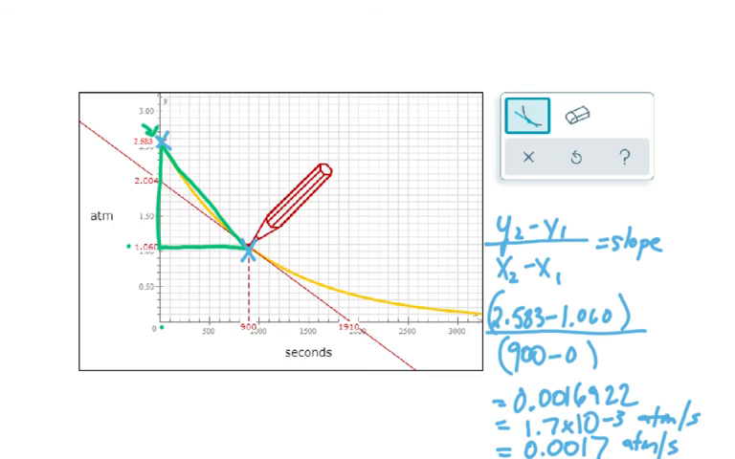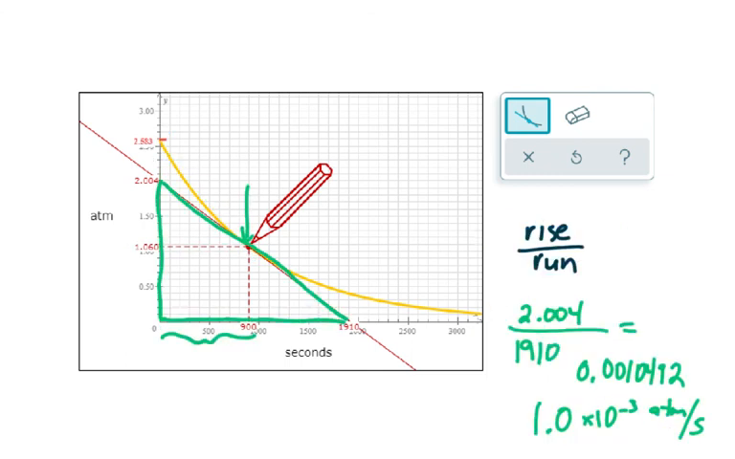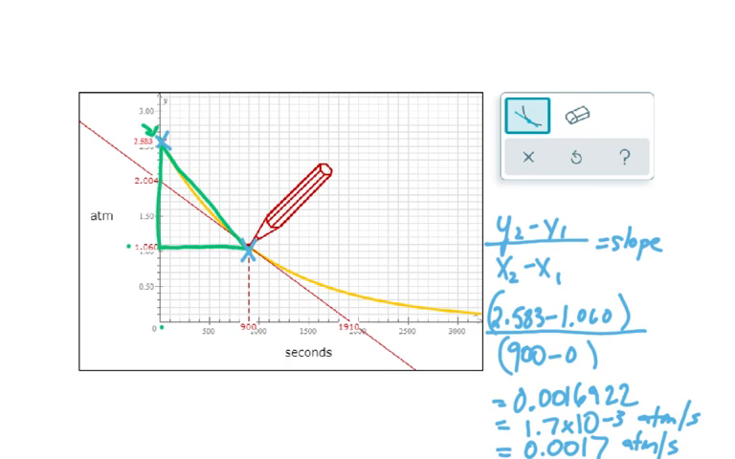Okay, so just to recap, what we did was we found the instantaneous rate, and in this case it was at 900 seconds, by finding the slope of the line that just touches that point. This is what we call being tangent to this point. Okay, and then we found the average rate over the first 900 seconds by finding the slope of this line, and we used this to do that.